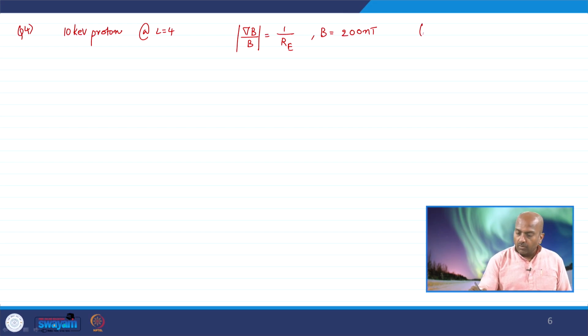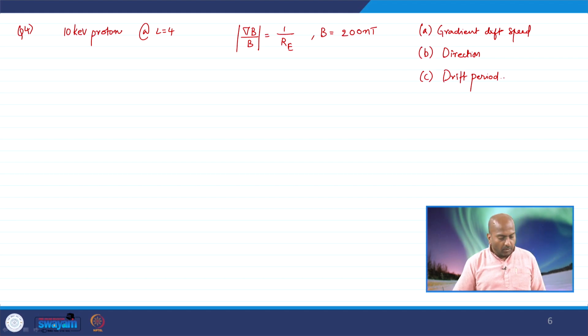Now, what we may be asked to do is to calculate the gradient drift speed, then the direction of this gradient drift, and subsequently the drift period. Okay. Now, for the solution, we should start with calculating what is the velocity of the particle.